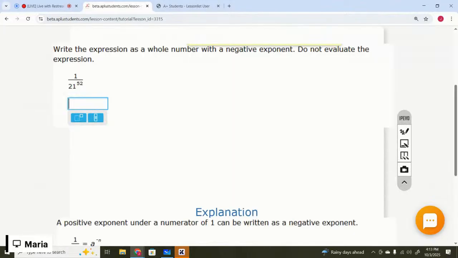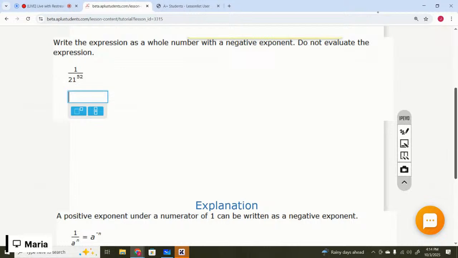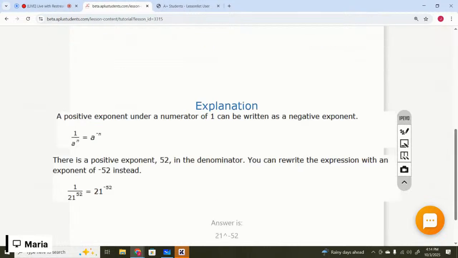Write the expression as a whole number with a negative exponent. Do not evaluate the expression. That is 1 divided by 21 exponent 52, right? So we can write this with a negative exponent as 21 exponent negative 52. So a positive exponent under a numerator of 1 can be written as a negative exponent. Without the 1, it is just a denominator.